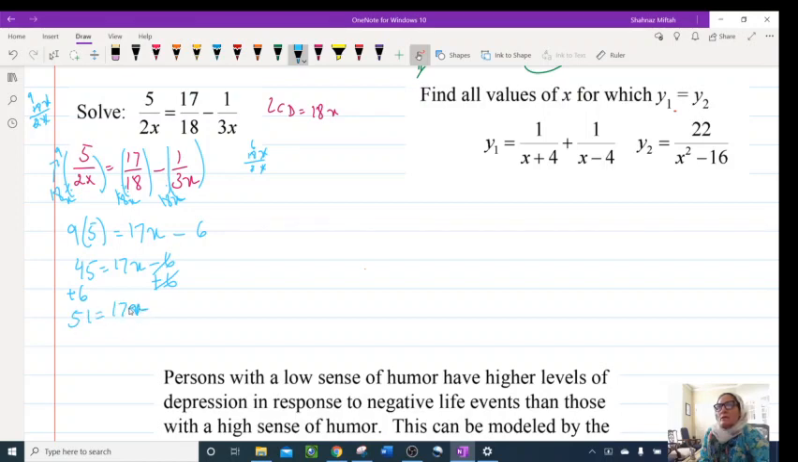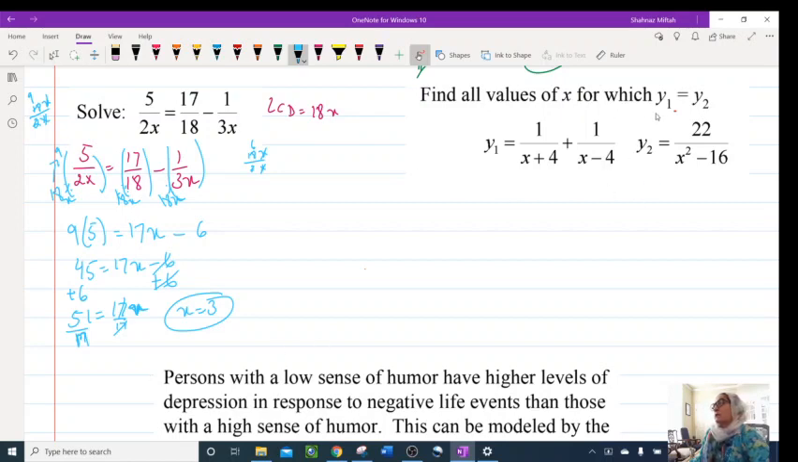Now to isolate the x, you divide, the opposite operation again. You have 51 divided by 17, which is going to give me x equals 3. And you can check it by plugging into the original equation. Okay, let's do this one.